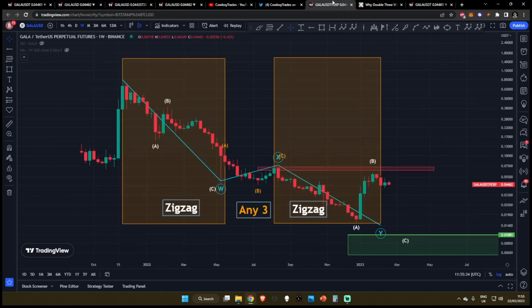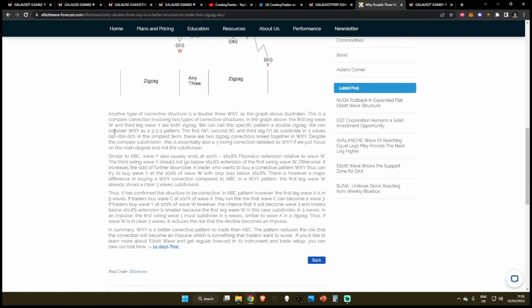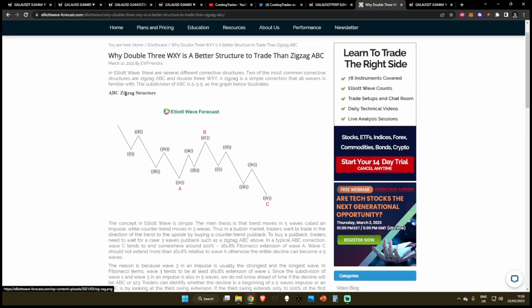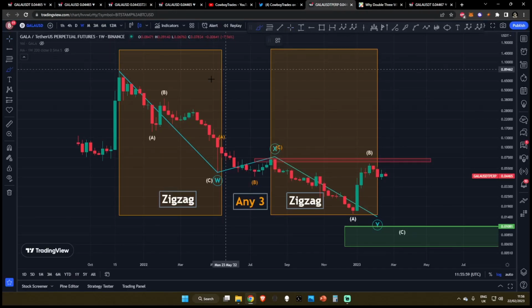But moving on from here, let's update the Elliott wave theory. Now, I'm going to speed through this because we've talked about this quite a lot on the channel. This pattern here is a WXY double three structure. You can read more about this here if you want to. Pause the video, read through this. Basically, this is slightly different from a typical ABC zigzag structure. You have an ABC zigzag followed up by an expanded flat ABC, and then you have another typical ABC zigzag to the downside. And you can see this is exactly what we've got over here.